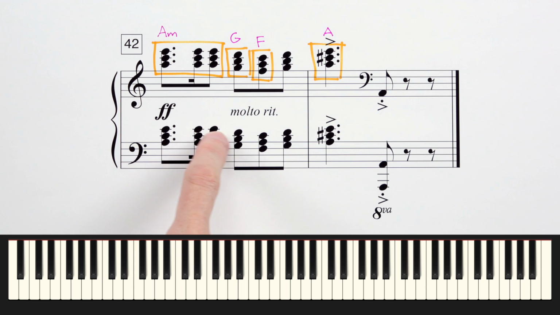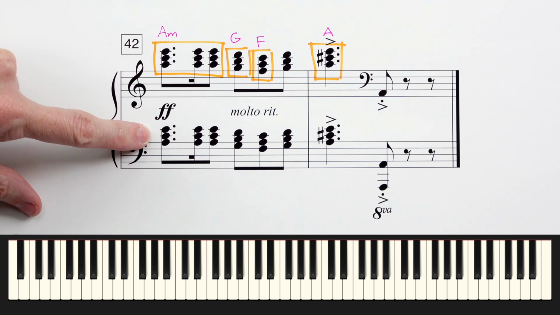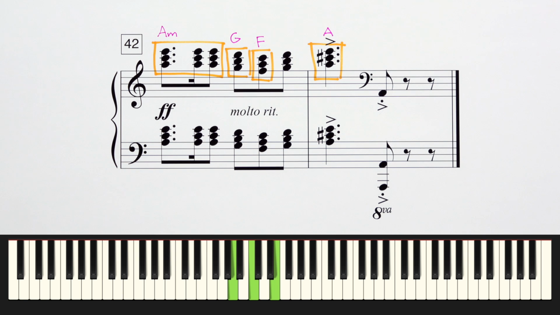What do you notice about these triads down in the left hand? Can you tell me what's happening? What's this one? If you said A minor, you're correct. The left hand is simply 2 octaves apart from the right hand.